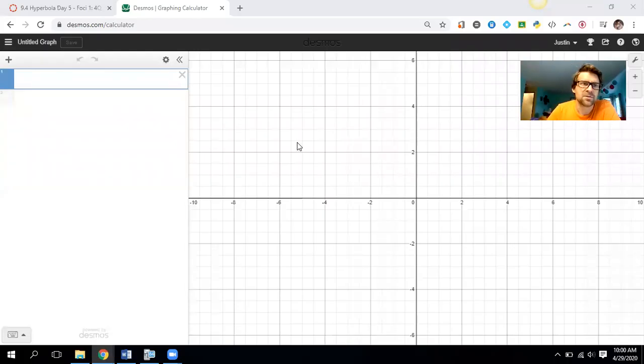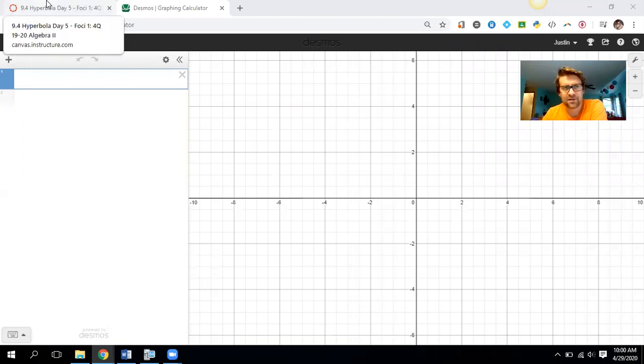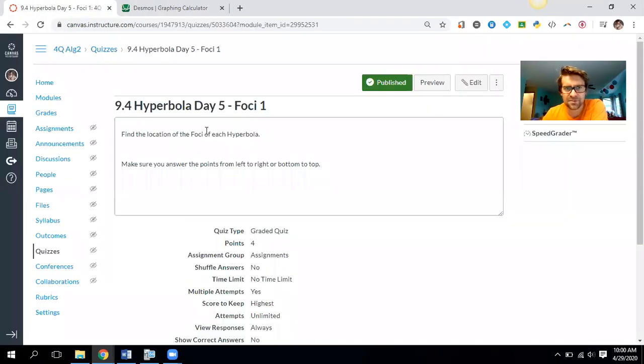All right, guys. So we're going to start the next day. This is day 5 on hyperbolas. Today, the first thing we're going to look at are the focus points, or the foci, since there's more than one. We're going to do the same thing that we did when we found the vertices. We're going to name them from left to right or top to bottom.